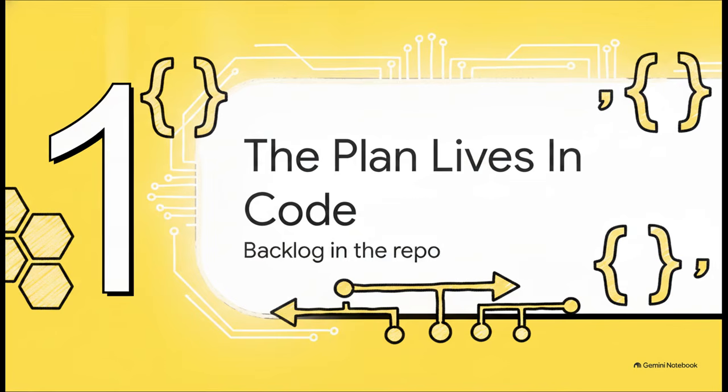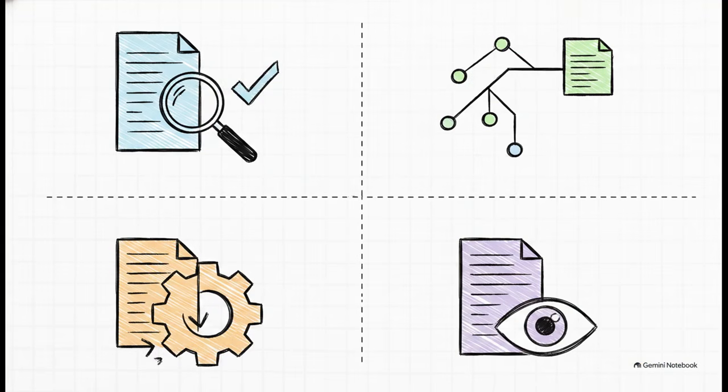Section 1. The plan lives in code. Why the backlog actually belongs in the repository. Let's start with the core philosophy here and the why behind this radical approach. Moving the backlog into the repository brings 4 incredible benefits to the table. First off, the plan is reviewed exactly like code. Changing a ticket scope? That means opening a pull request. So scope doesn't just quietly expand by Friday afternoon, it leaves a solid paper trail with an approver's name attached.